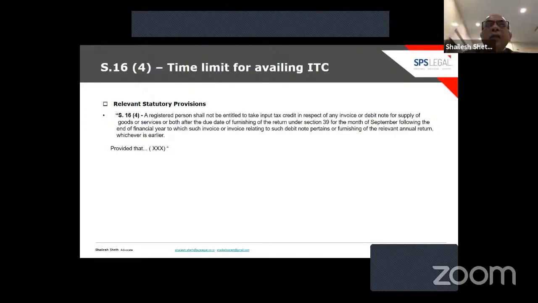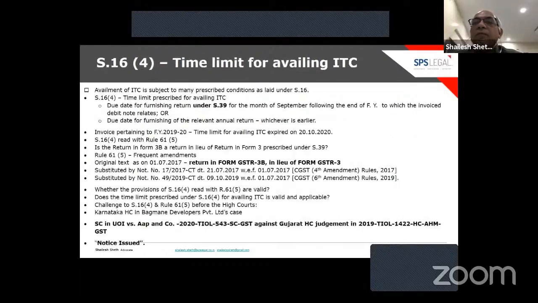Similarly, 1819 ki jo credit thi, wo shayad 31st March 20 was the last date, extended date for the September month. So that is also gone. 1718 is also gone. Now the question arises, whether this time limit is valid in the eyes of law, that is the question which we'll have to answer ourselves. Before that, let me clarify one important thing.